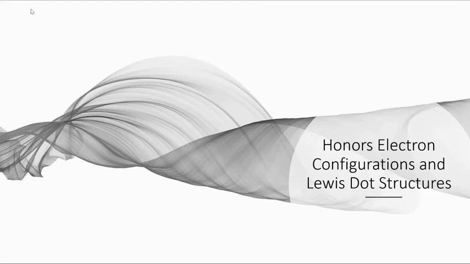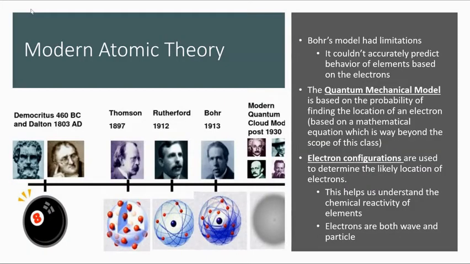Today we're going to go over the electron configurations and Lewis dot structures. So we looked at last week the atomic theory, the modern atomic theory, and in that you learned about Bohr's model. And Bohr's model talked about the energy levels, that electrons fill different energy levels. And that was very true, and it was a great model for the time.